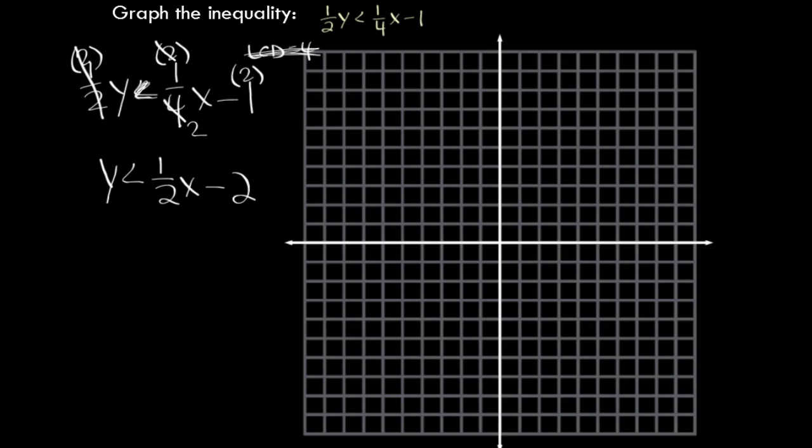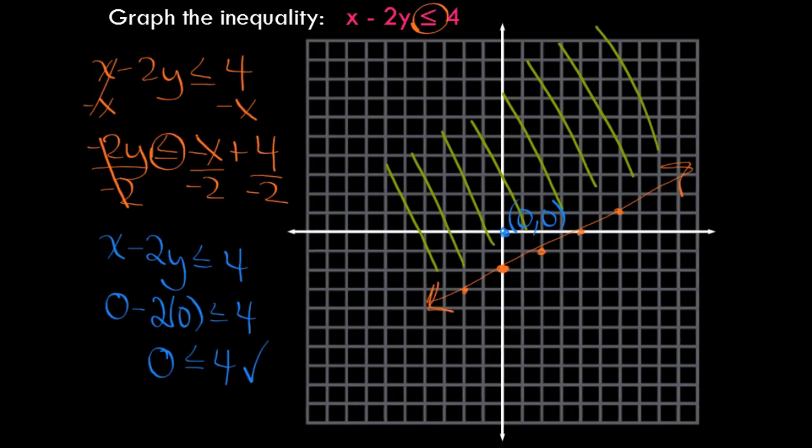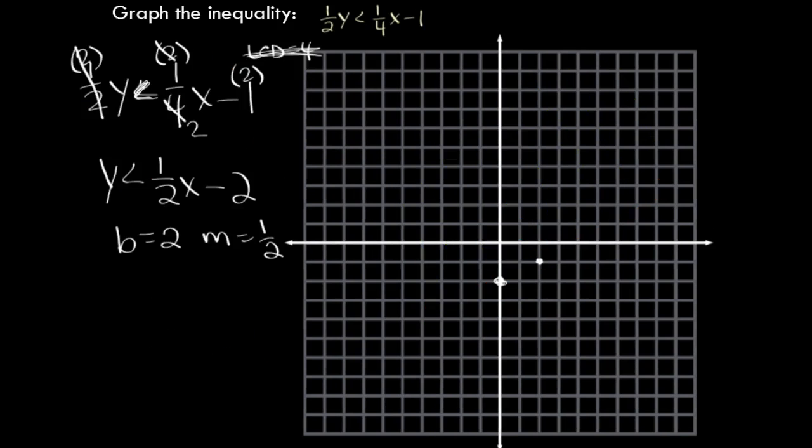Alright, we're going to start at negative 2, because my b is negative 2 and my m is 1/2. This one seems really familiar here. I think, is it the same line? It's the same line. Craziness. Okay. But this time I want a dotted line because I have just a less than.